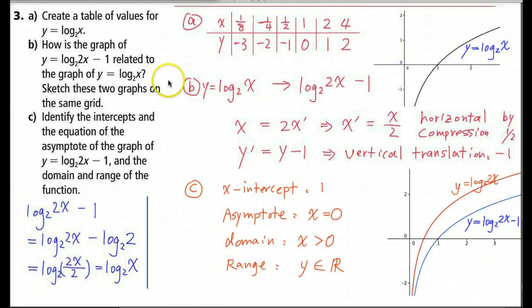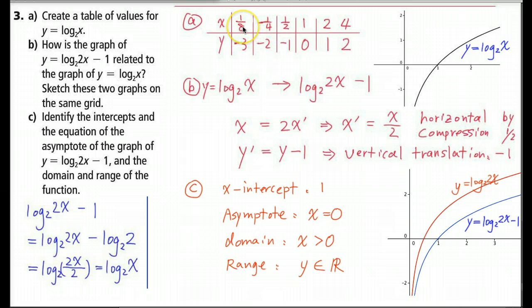So this example is looking at a logarithmic function, and after the transformation, what kind of changes is going to happen to the original one. Question A is just asking to graph y equals log base 2 of x, and then you can create a table. If you understand the log, you should choose a couple of numbers and make your table easier.